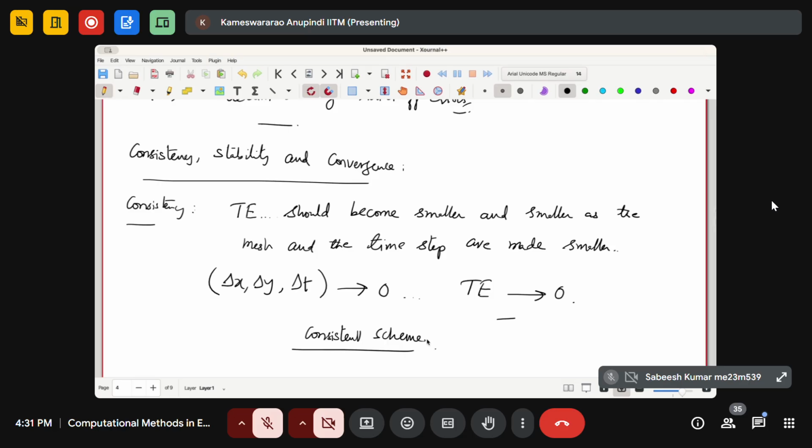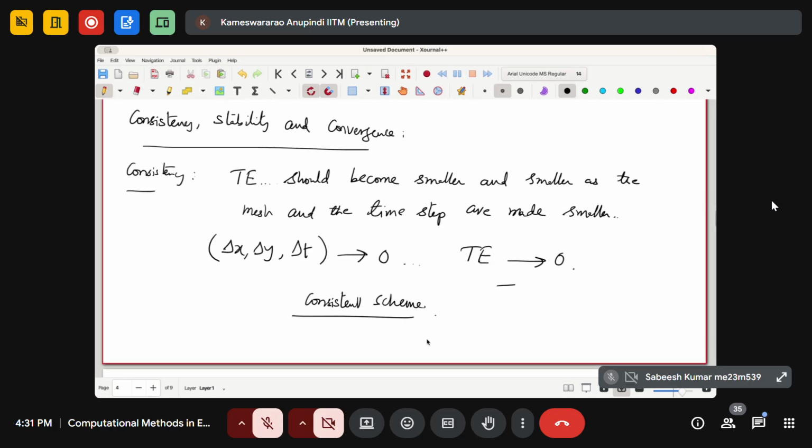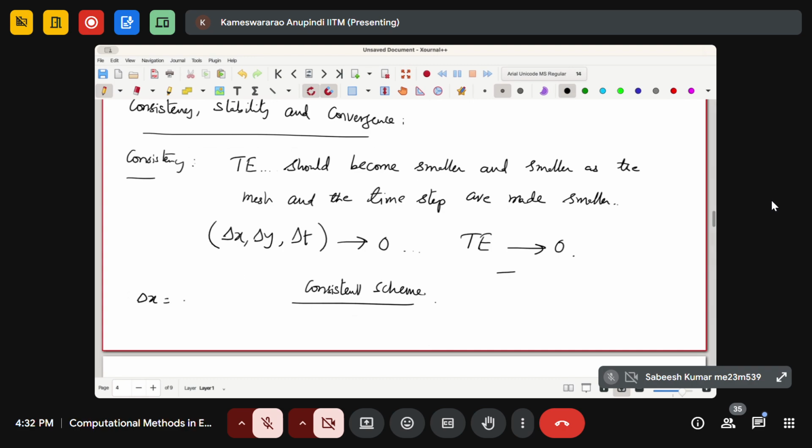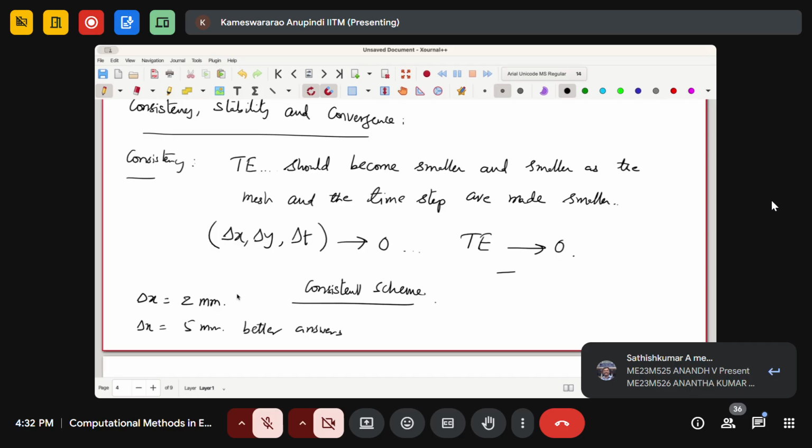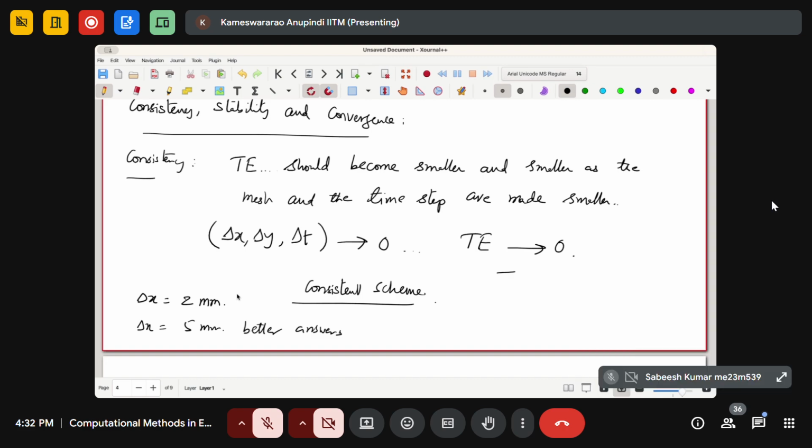Because it is behaving in a consistent manner. If it is not, for example, if you have taken cells of size 2 millimeters in a big problem, and you are getting some answer, but then when you take delta x equals 5 millimeters you are actually getting a better answer, this means that the scheme you have used to discretize your equations is not behaving in a consistent way. It is supposed to give you a better answer at 2 millimeters rather than at 5 millimeters. So there is something else at play, which is making the truncation error give you better results when you have coarser meshes.